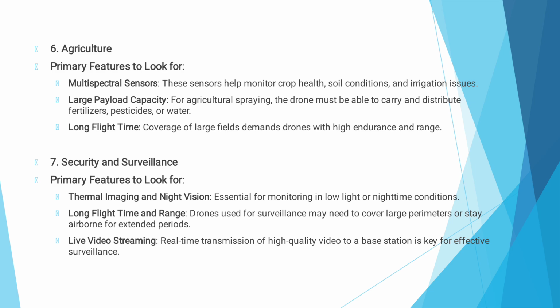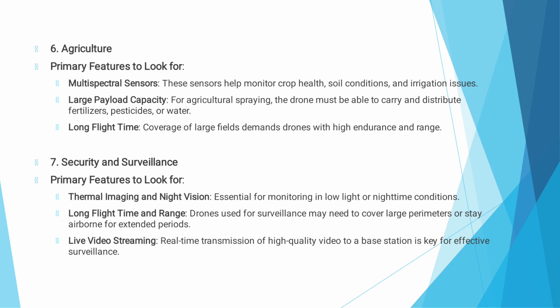Then agriculture. The primary features are multispectral sensors. These sensors help monitor crop health, soil condition and irrigation issues. Then large payload capacity: for agriculture spraying, the drone must be able to carry and distribute fertilizers, pesticides or water. Then long flight time: coverage of large fields demands drones with high endurance and range.